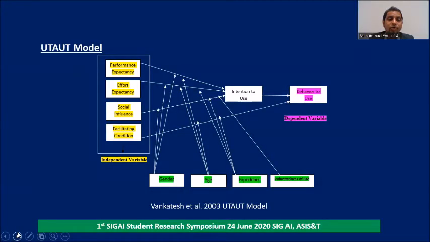In the UTAUT model, the basic components are the four independent variables: performance expectancy, effort expectancy, social influence, and facilitating conditions. And there are four moderating variables: gender, age, experience, and voluntariness. These lead to intention or adoption of technology, or behavior intention, and the outcome or dependent variable is use behavior. This is the original model, and we are further modifying this model in upcoming slides.